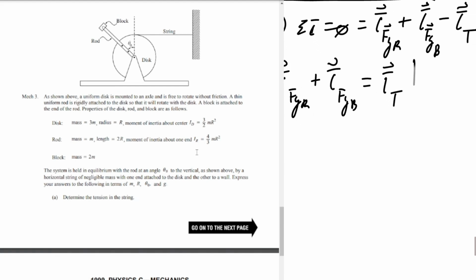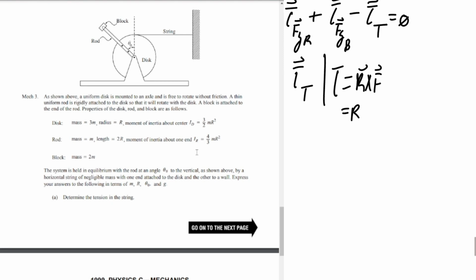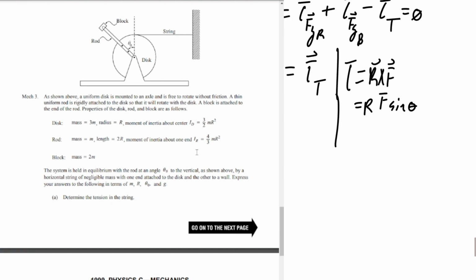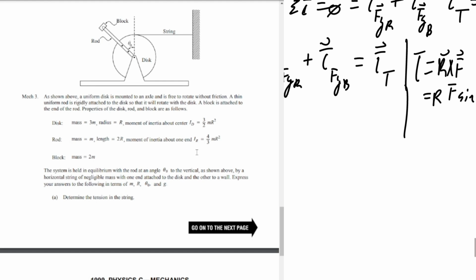So now let's plug in each of these, understanding that tau equals r cross F, which is equal to r F sine theta. Let's do the tension force first. At what radius is the tension force? It's at the radius of the disk, which would be r times force tension, and the sine, it's tangent to the disk, so we'll say sine 90 degrees, which is just 1.